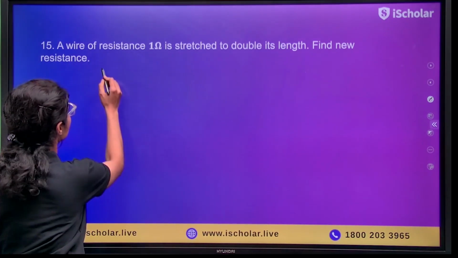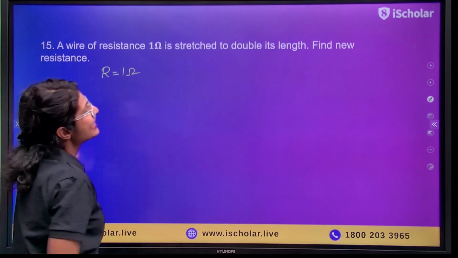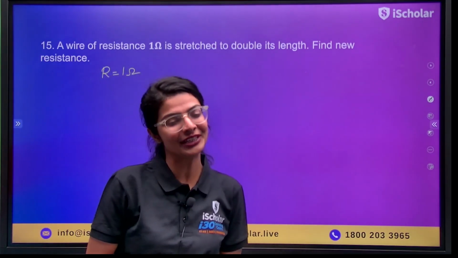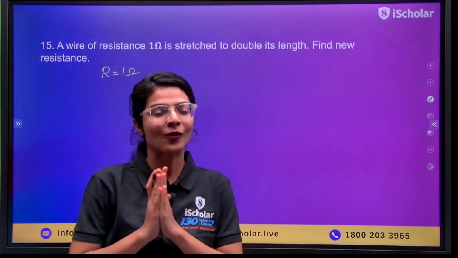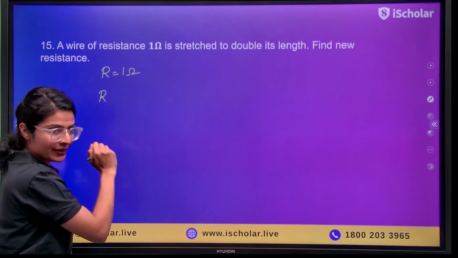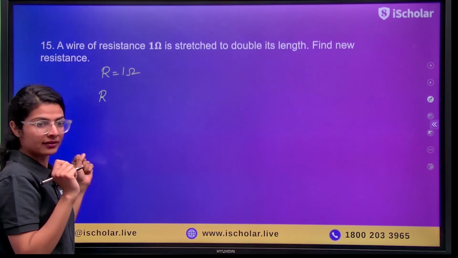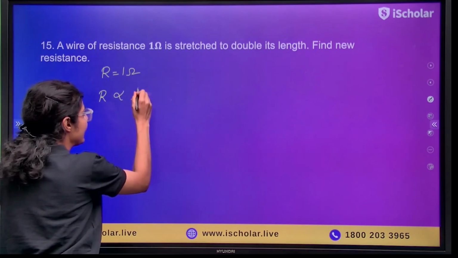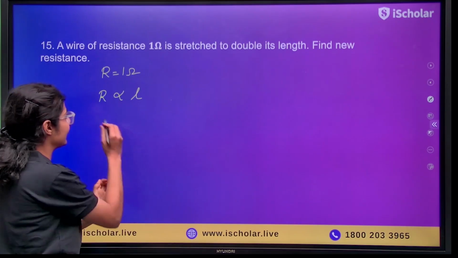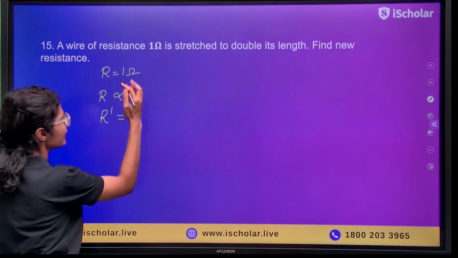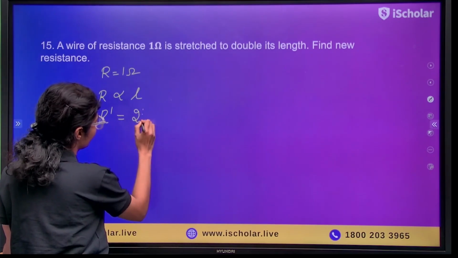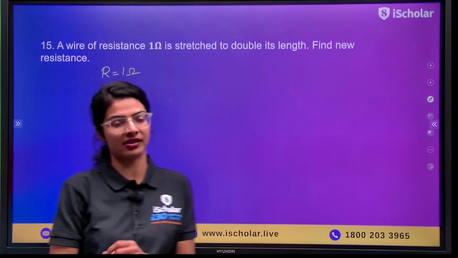So we have a wire whose resistance is 1 ohm. It is stretched to double its length, and you have to calculate the value of the new resistance. Okay, so what is the common mistake done by all students? What they do is, resistance is 1. Since the length is getting doubled, and we know that length and resistance are directly proportional, the common mistake done by them is, the new resistance would be just twice. They just multiply it, that would be just twice of the initial resistance.